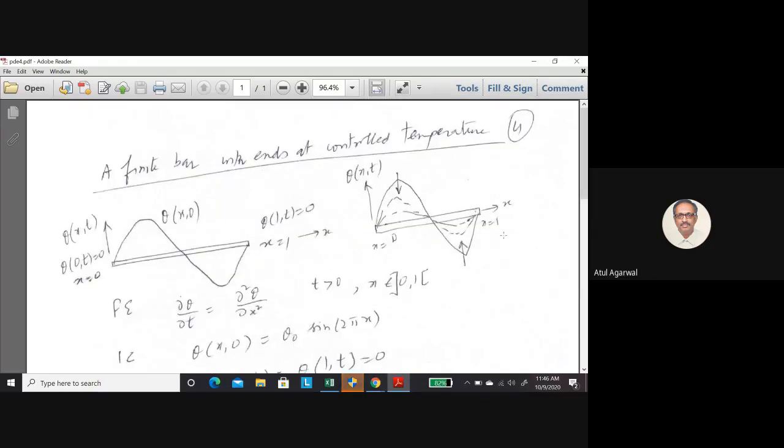You see, this upper curve was the initial temperature. With time, this temperature is going down, and finally you will get a flat profile. Everywhere the same temperature equal to 0, or the same as the initial temperature, as we have maintained a temperature here. So the same temperature will be established at time t equal to infinity throughout the bar.